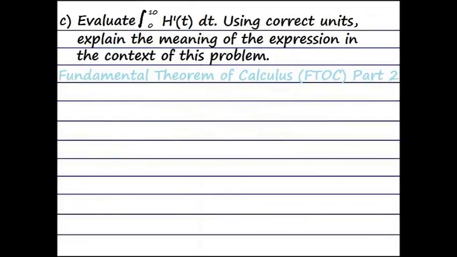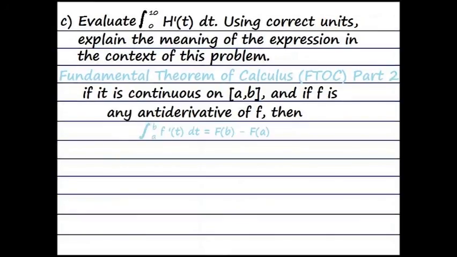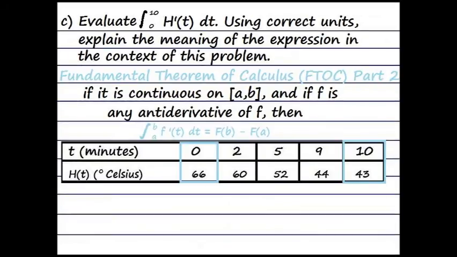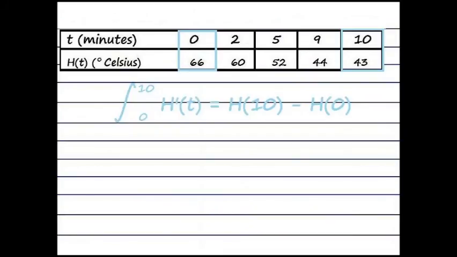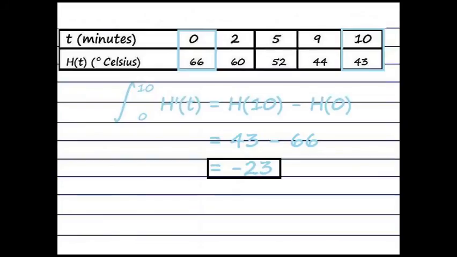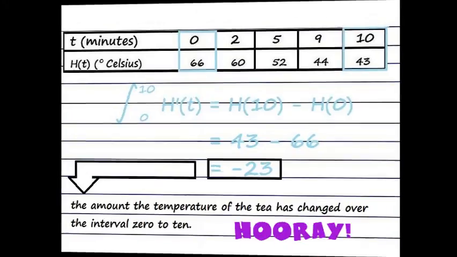The fundamental theorem of calculus part 2 states that if a function f is continuous on the interval a to b, and if F is any antiderivative of f, then the integral from a to b of f'(t) dt equals F(b) minus F(a). Using FTC part 2, the integral from 0 to 10 of h'(t) equals h(10) minus h(0). The values of h(10) and h(0) are given in the chart. 43 minus 66 gives you negative 23. Negative 23 degrees Celsius is the amount the temperature of the tea has changed over the interval 0 to 10.